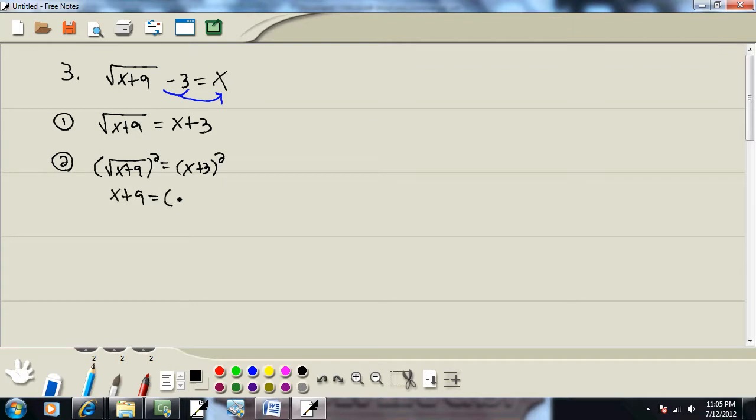And over on this side, x plus 3 squared means x plus 3 times x plus 3. Well, x times x is x squared. X times 3 is 3x. 3 times x is 3x. And 3 times 3 is 9. No matter where you are in math, you should combine together like terms. 3x plus 3x is 6x plus 9.